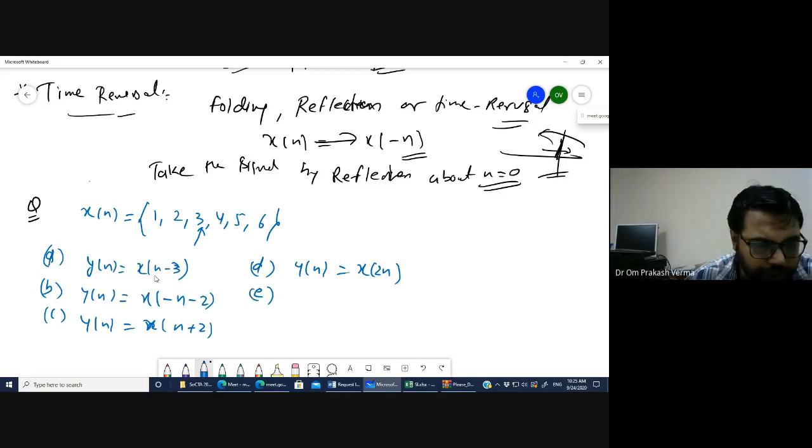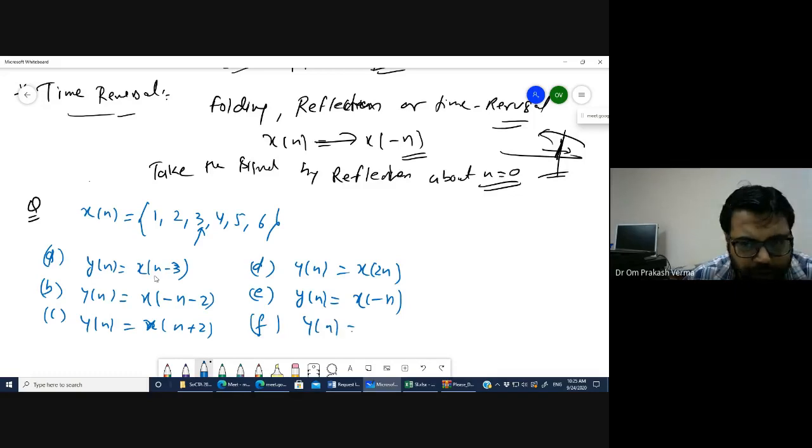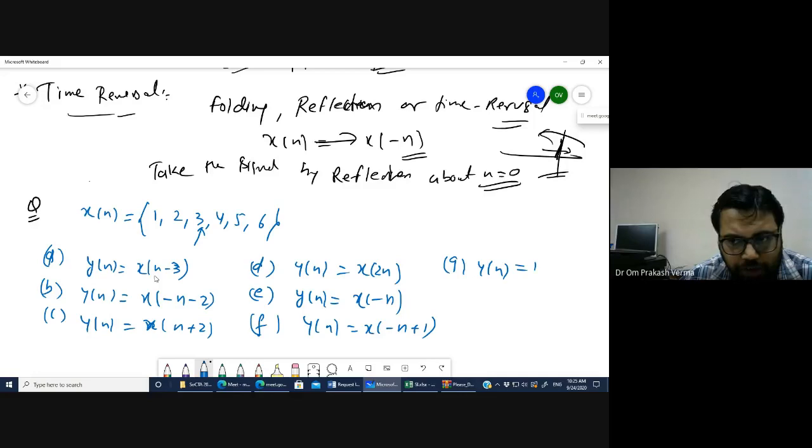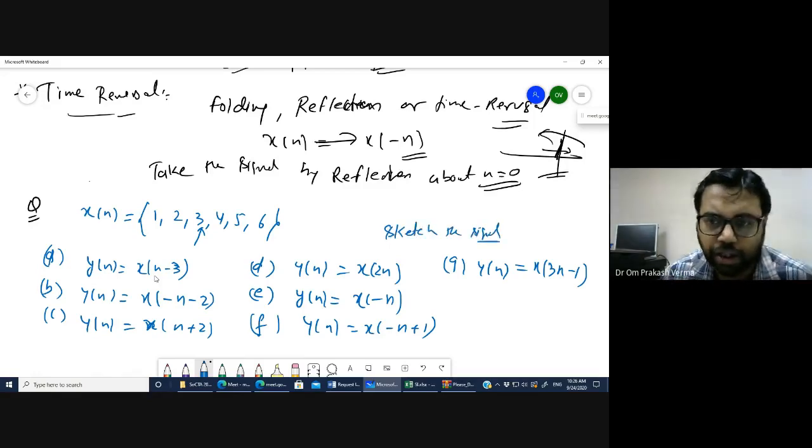Part E: let's say y[n] is equal to x[minus n], and y[n] is equal to x[minus n plus 1]. Then let's say y[n] is equal to x[3n minus 1]. So try to sketch the signals, and verify whether you are able to solve them or not.